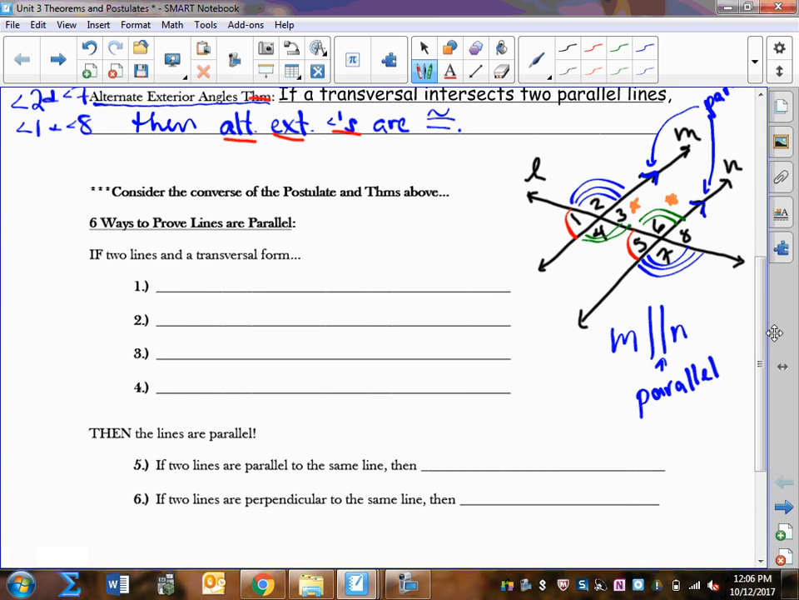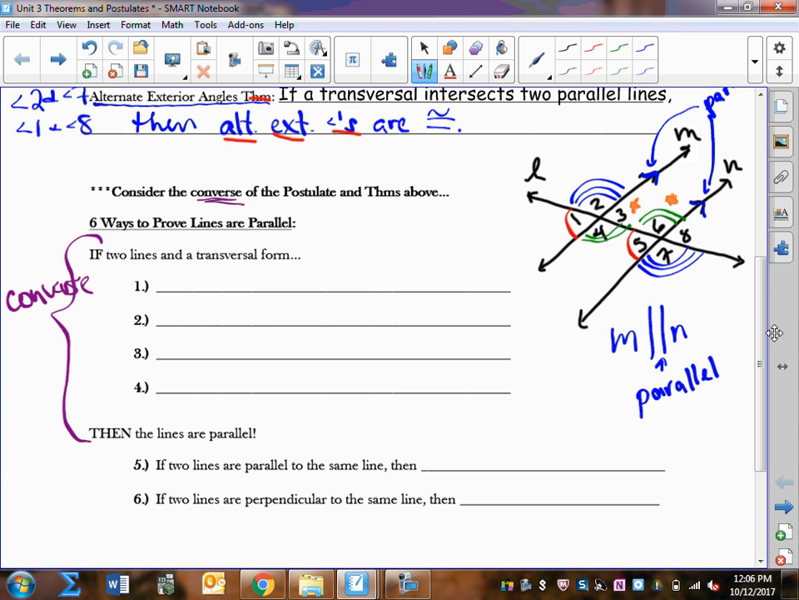And so what we're focusing on today is this if-then chunk here. If two lines and a transversal form congruent alternate interior angles, congruent alternate exterior angles, supplementary same side interior angles, or congruent corresponding angles, then the lines are parallel. I'll let you fill this in on your own time because we just wrote them in our notes. But this is, again, remember, the converse of each of those. Okay. So that's what we're focusing on today.